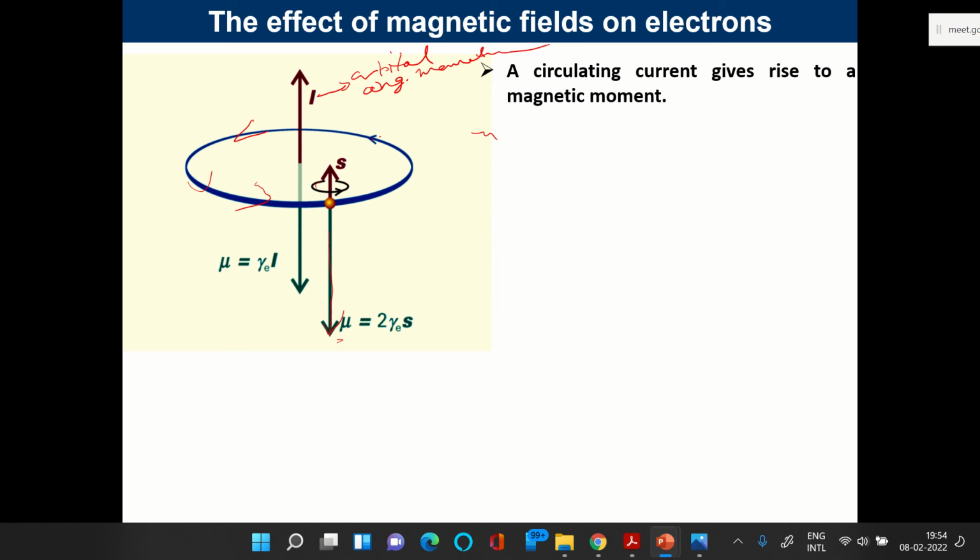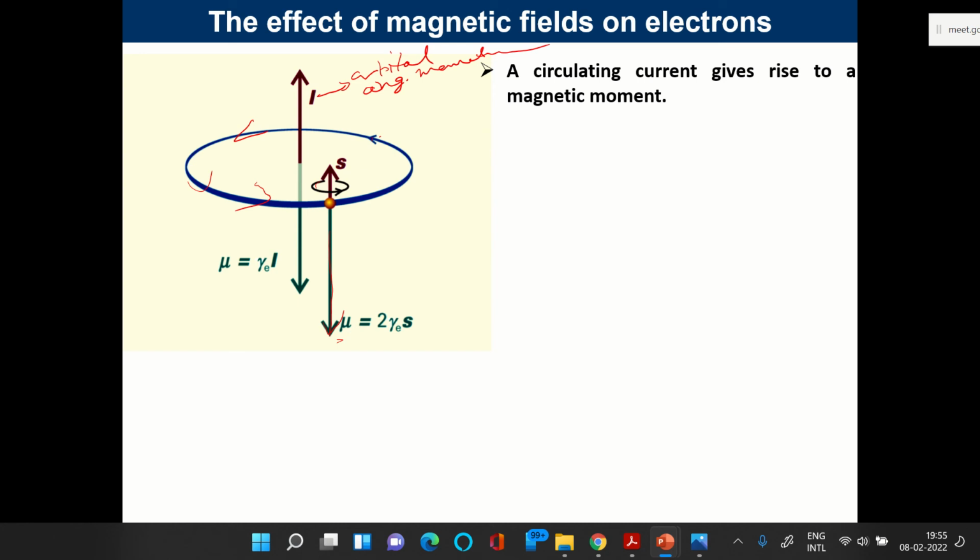Remember, if we apply the same thing for a proton, a positively charged particle having the same spin, the direction of the two things, the spin angular momentum and the magnetic moment, will be the same. But here, due to the negative charge of the electron, the magnetic moment points in the opposite direction.